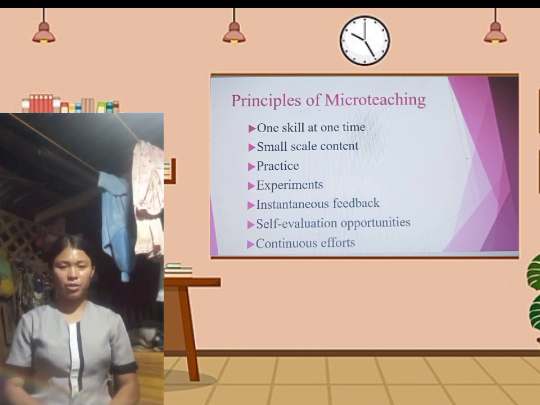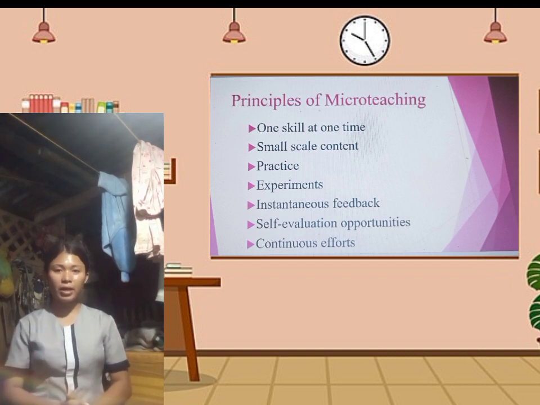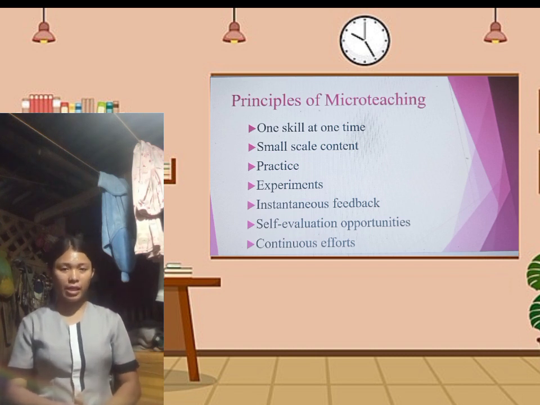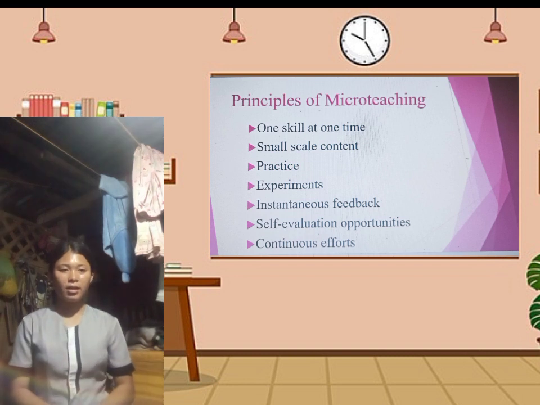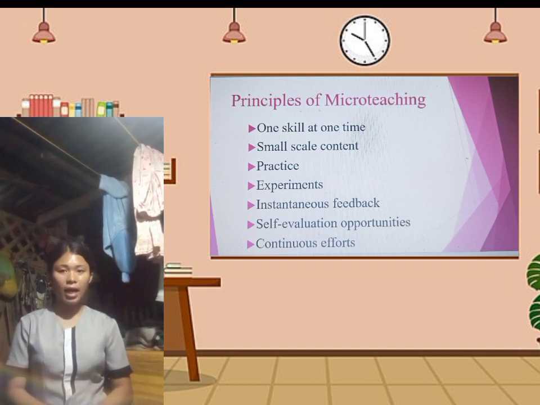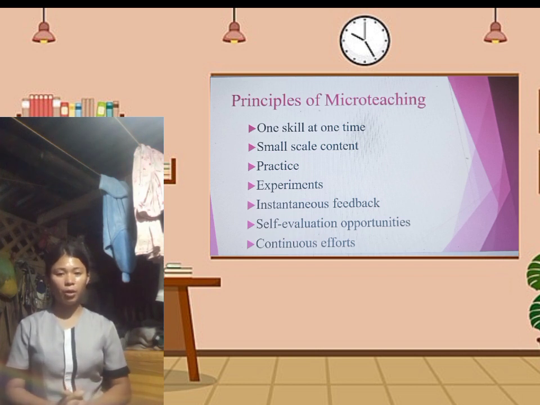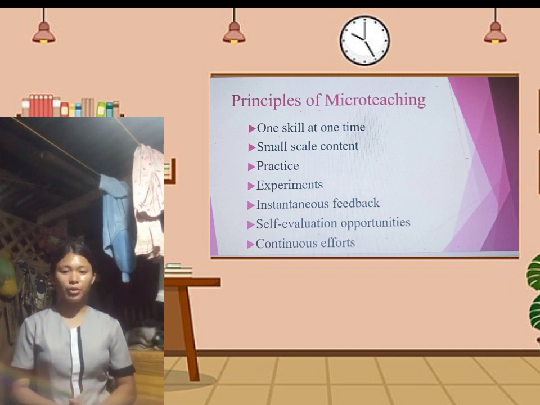Principles of microteaching. The first one is one skill at one time. Skills in microteaching are targeted one at a time. Training on particular skills is given until it is mastered. The second principle is small-scale content. Limiting the content gives more freedom and ease to the trainees. Thus, microteaching is based upon the principle of limited content, and it becomes easier for them to conduct their lessons.